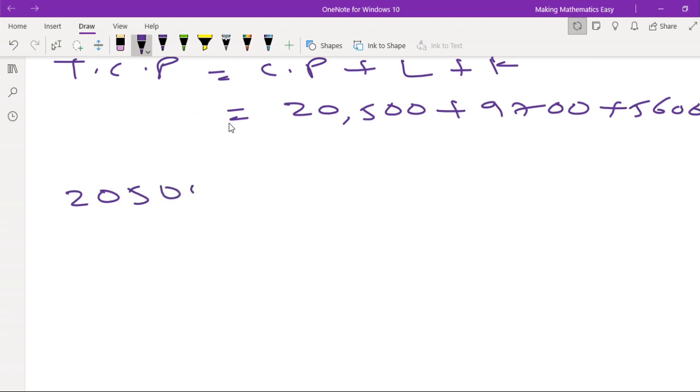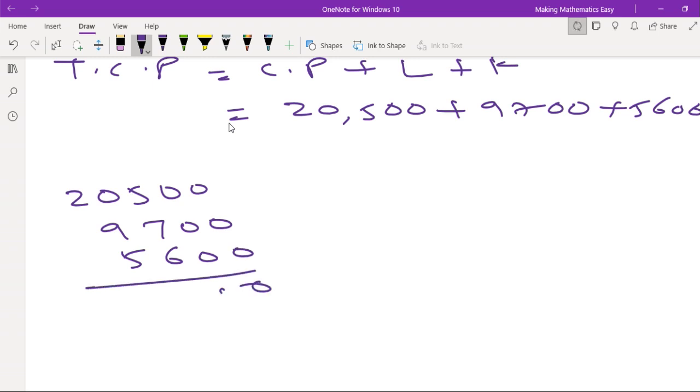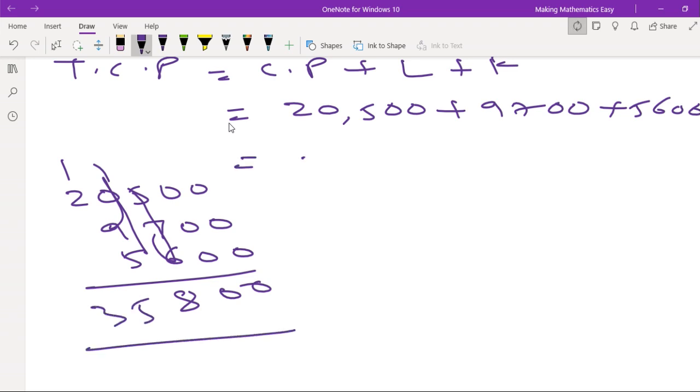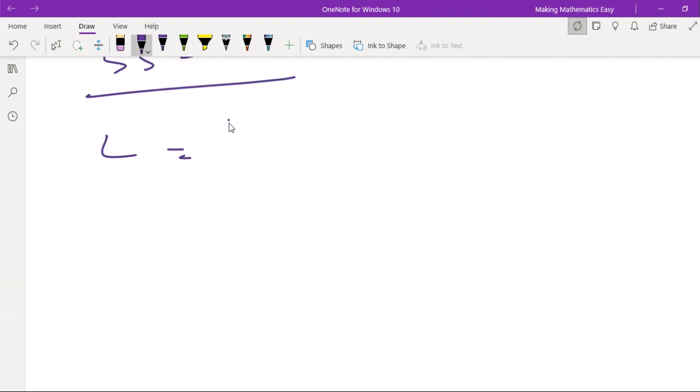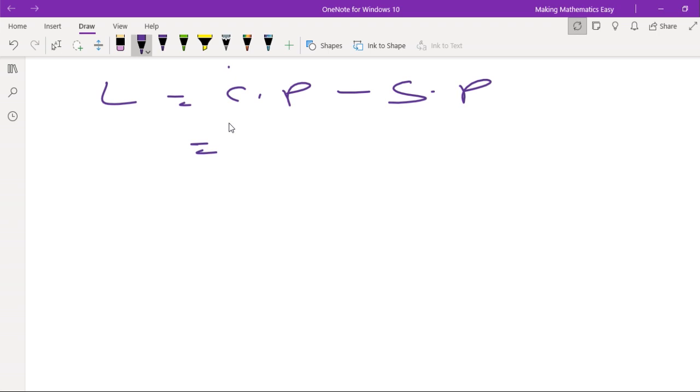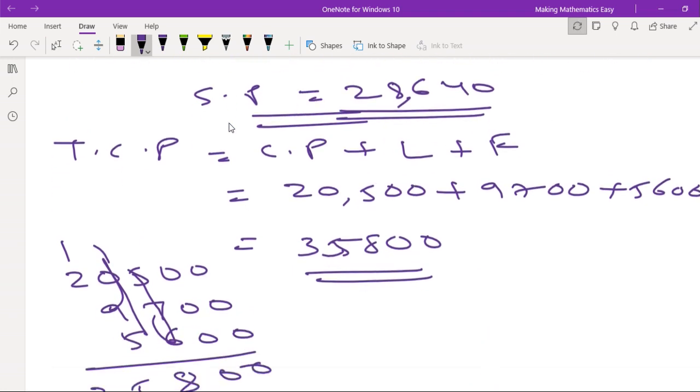So we need to add these numbers. So 5, 6, 11, 7 is 18, 9, 10, 15. So this is equal to 35,800. Okay, so your total cost price is 35,800 and your total selling price is 28,640. Selling price is lower, so there is a loss in this case. So loss is equal to cost price minus selling price. Your cost price is 35,800 and this is 28,640.